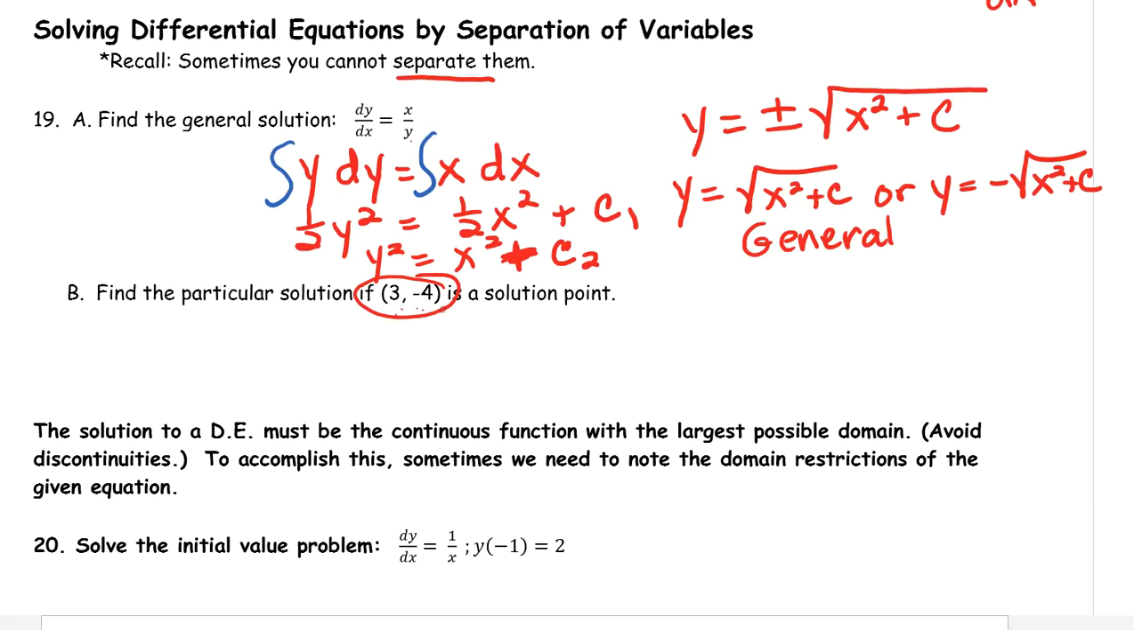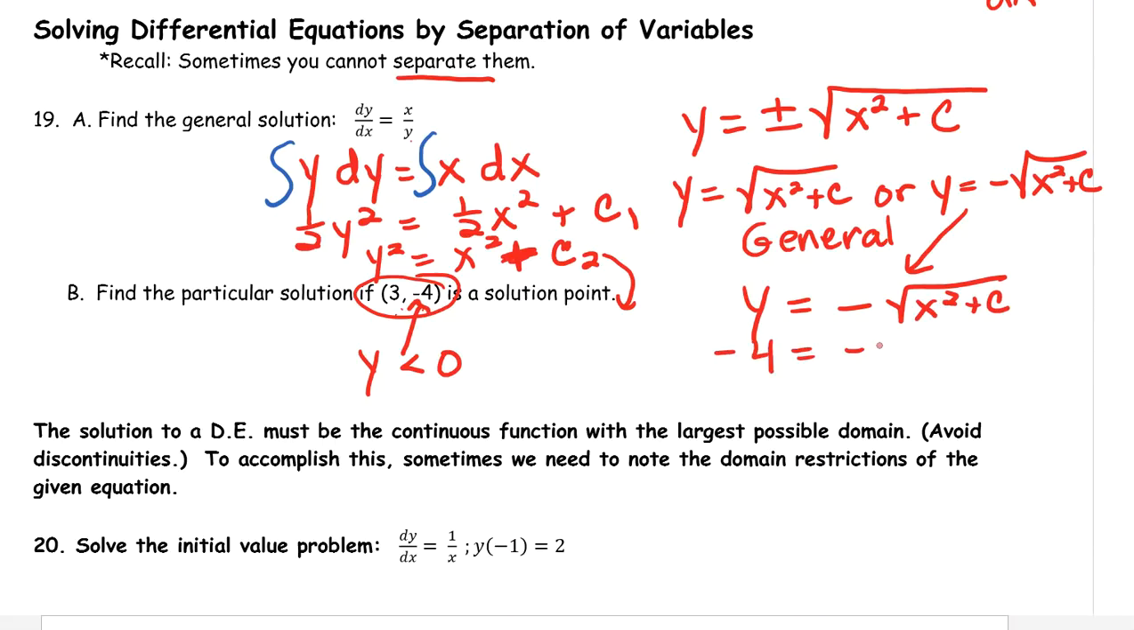So now we need to find C. So we could either take this step, or we could choose from the positive negative step. And this is where we knew that y is less than 0 for this solution point. So that's how we know that we want to keep y negative for the entire solution. So it's going to be this branch that we're interested in. And we could put -4 in for y and 3 in for x, and square both sides. And we have C is equal to 7.